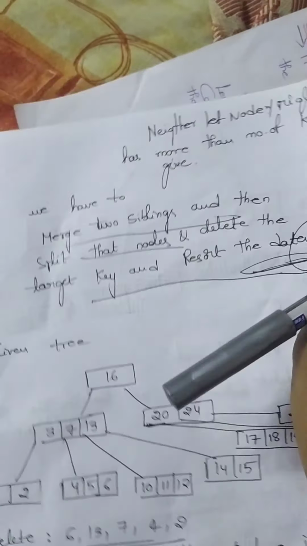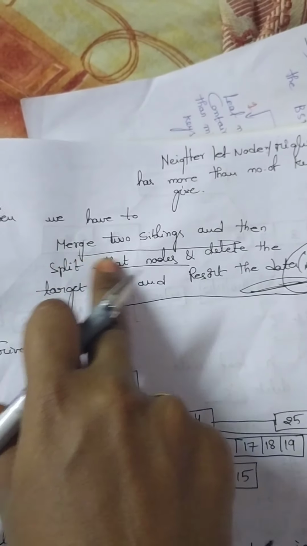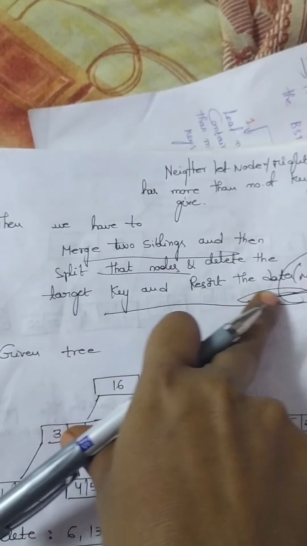So then we have to merge two siblings and then split the nodes, delete the target key, and resort the data or nodes.